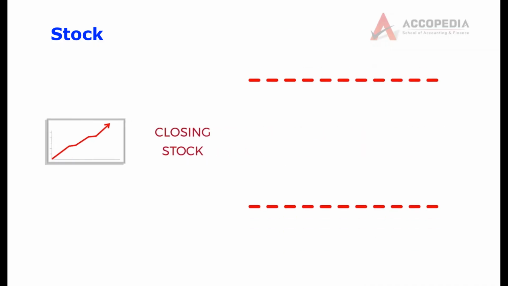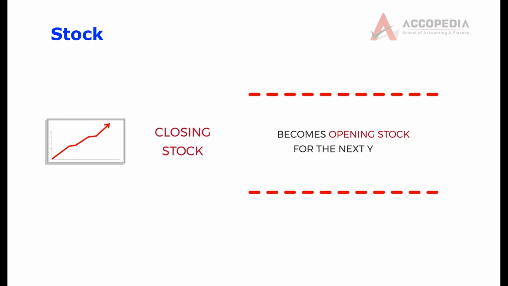Now this stock, unsold stock, is shown as an asset in the balance sheet of the company as stock in hand, also known as closing stock. Now next year, this stock will be sold. So closing stock becomes opening stock for the next year, and opening stock becomes an expense for the next year, and it goes on.